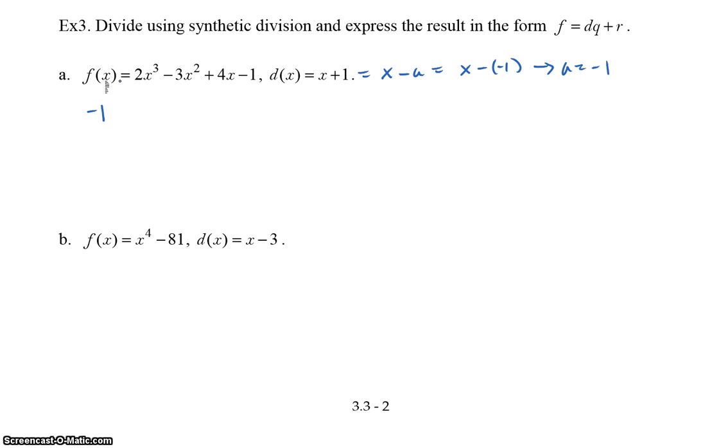Then we write the coefficients of f of x, 2, negative 3, 4, negative 1. Notice there are no missing powers of x in this case. So 2, negative 3, 4, negative 1. We don't have to write any x's. Put this L-shaped thing right here, leave some space. And then the procedure again is bring down the first term, or the first coefficient, multiply by the number here, the a. 2 times negative 1 is negative 2. Now add along the columns.